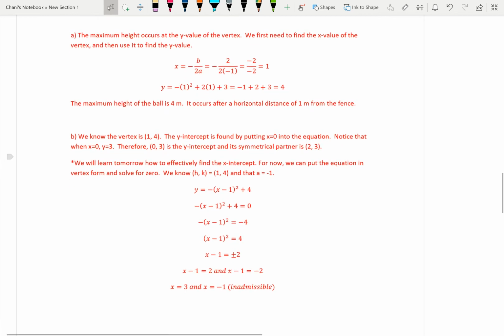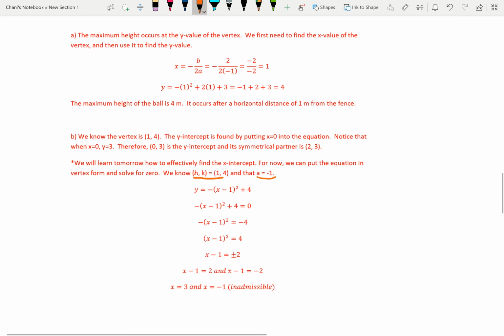We're going to learn tomorrow how we can find the x-intercepts, but for now, we can put the equation into vertex form and solve for 0. So we know that the vertex is (1, 4), and we know that our a value is -1 from standard form.